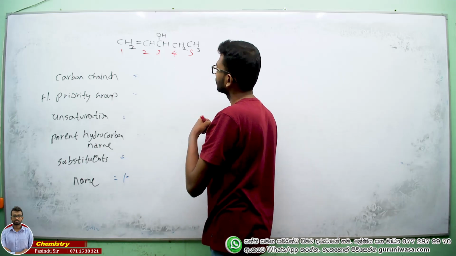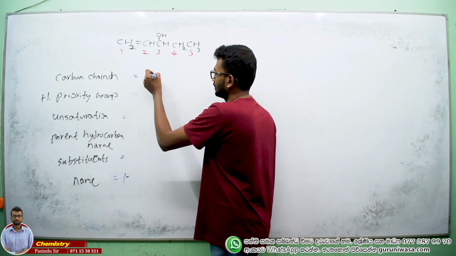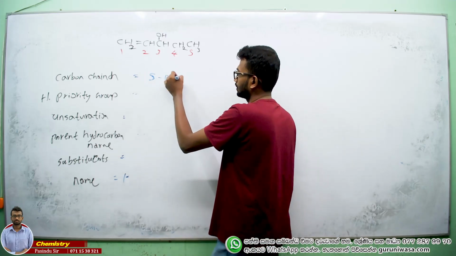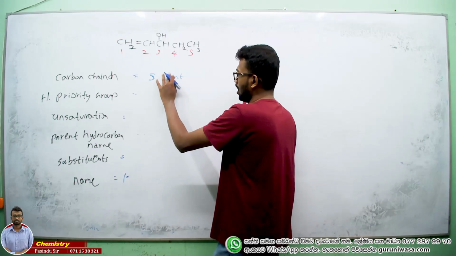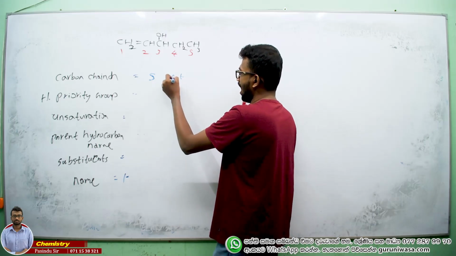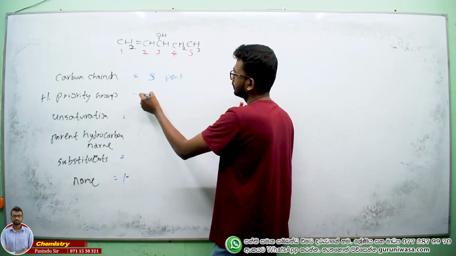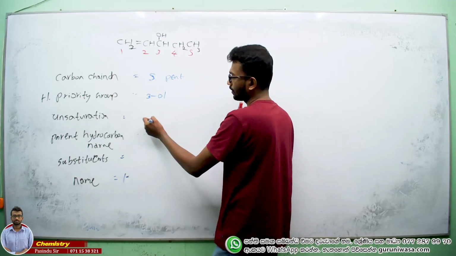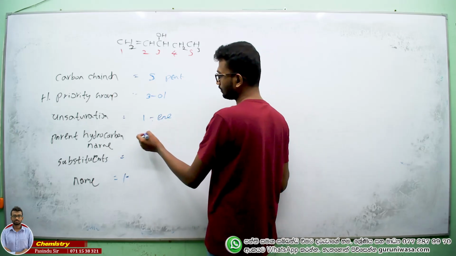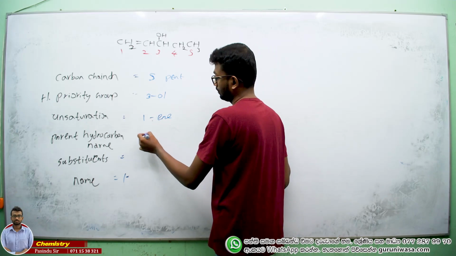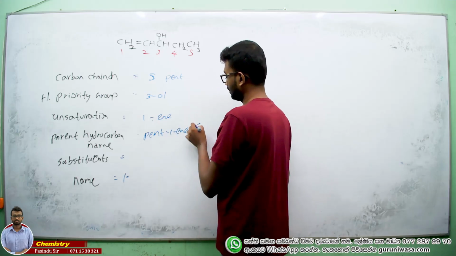Right. So normally the carbon chain has 5 carbons, pent, penta, 3 ol, unsaturation 1 en, pent 1 en, or pent 1 pentene.